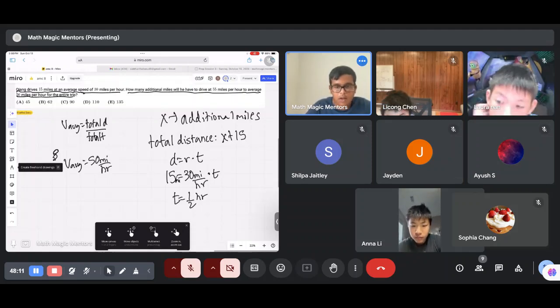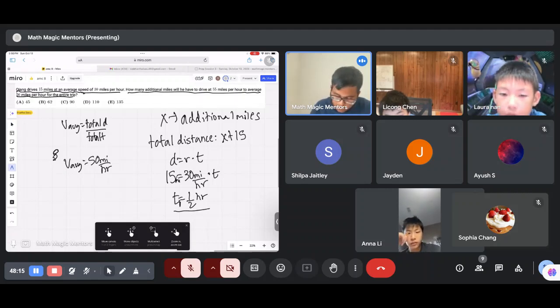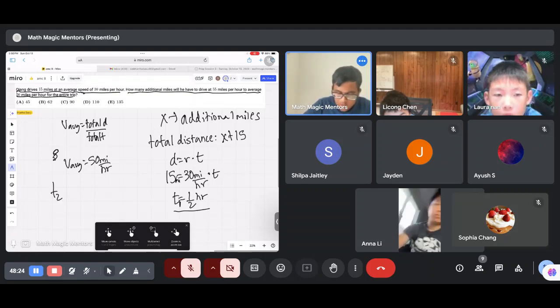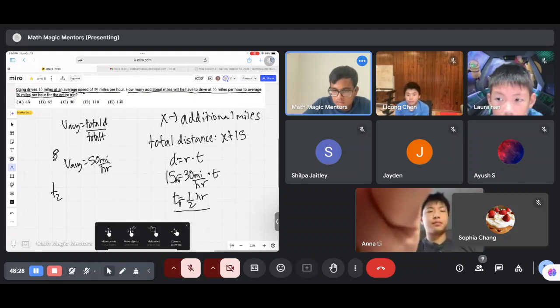All right. So we've established that the first part, let's say it's T1, is half an hour. And now we have to find T2. Does anyone have any ideas on what T2 could be?